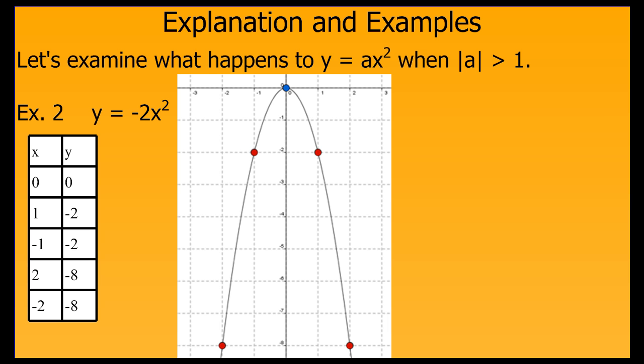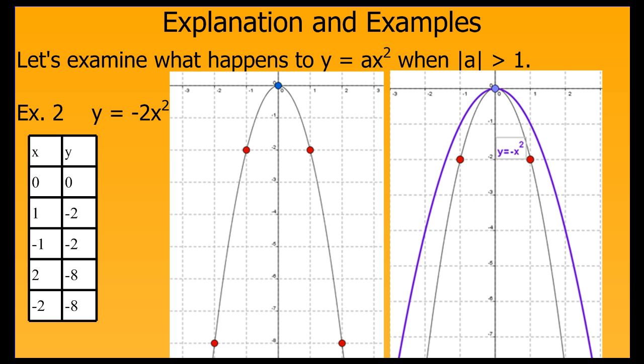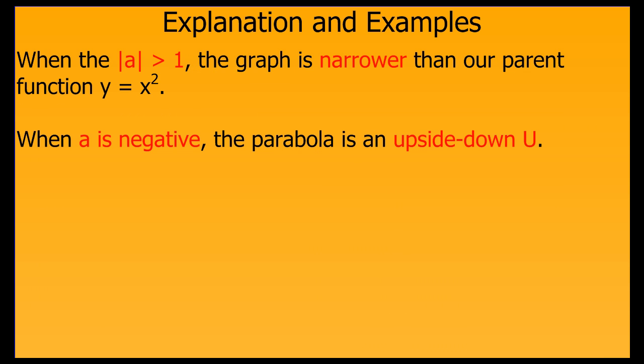Now let's compare it to the parent function y equals negative x squared in purple. Again, notice how y equals negative 2x squared is narrower than y equals negative x squared. This leads to the following generalization. When the absolute value of a is greater than 1, the graph will be narrower than our parent function y equals x squared. And when a itself is negative, the parabola will be an upside down U, or downward facing.